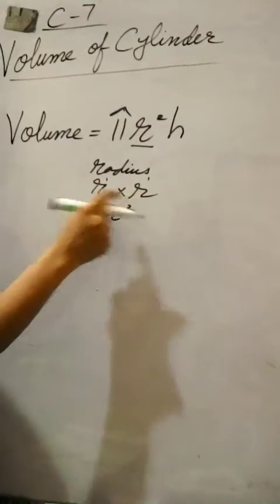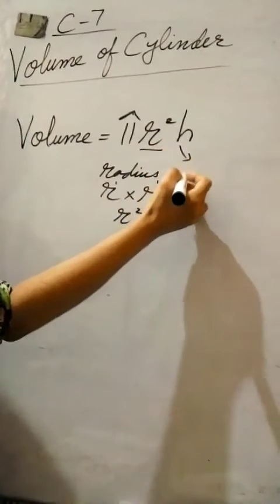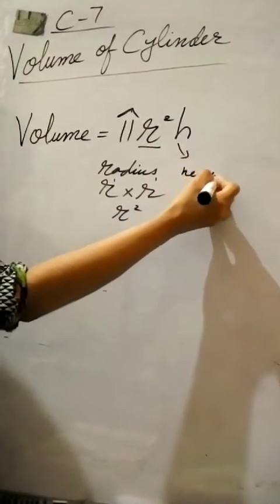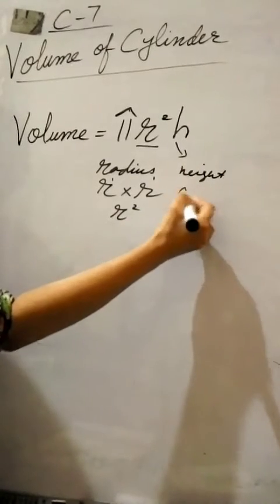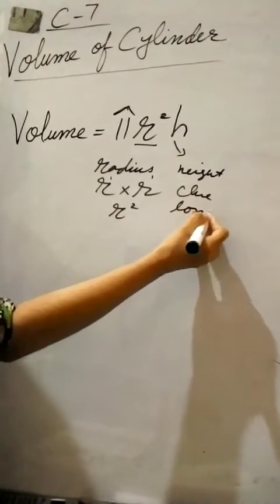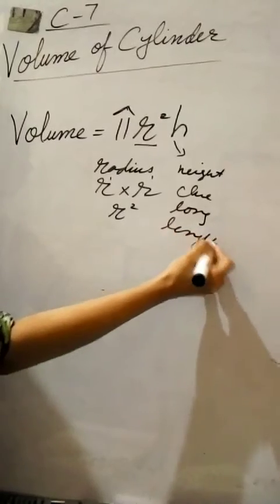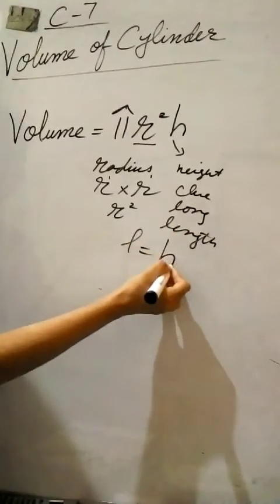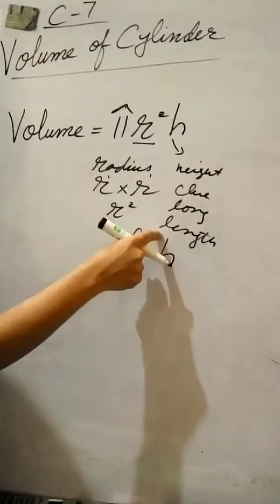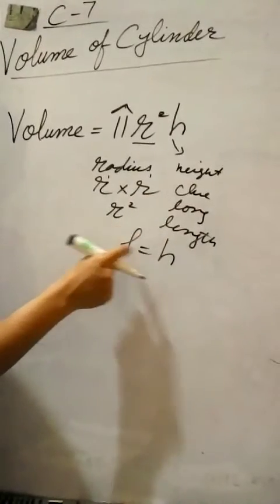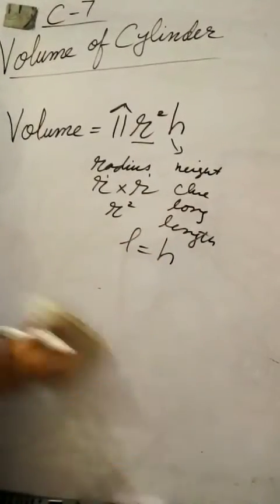We need to multiply the radius 2 times. And h stands for height. If we have a clue such as long or length, we can use length as a height. So if we have the word long or length, we can take length as a height. Now we will start the question.